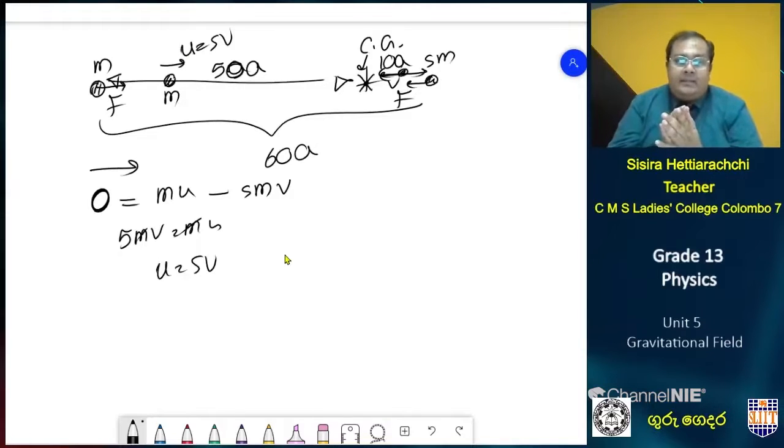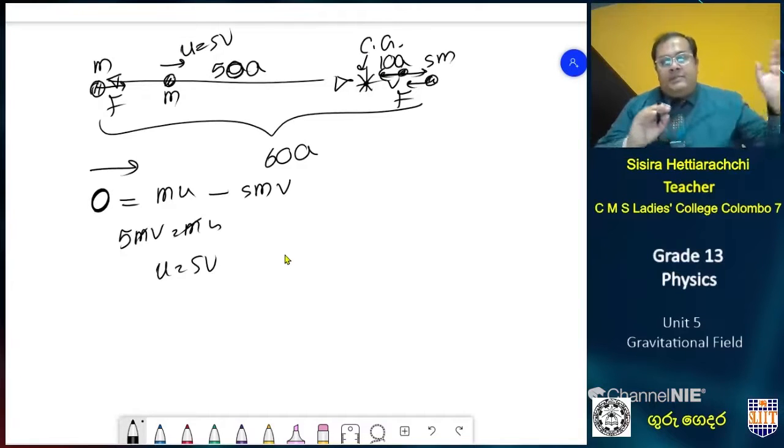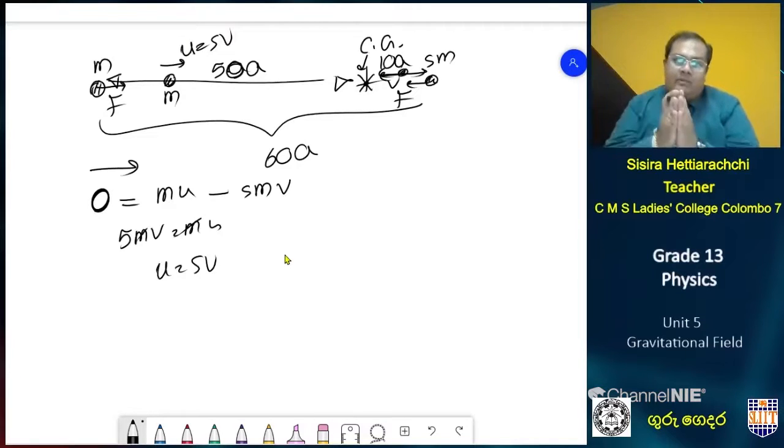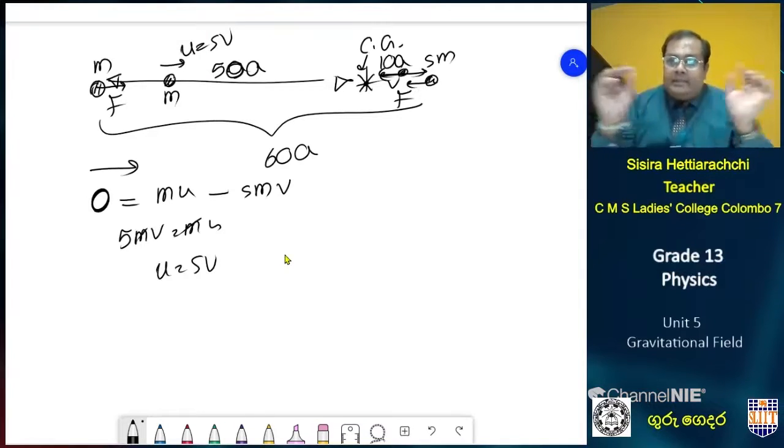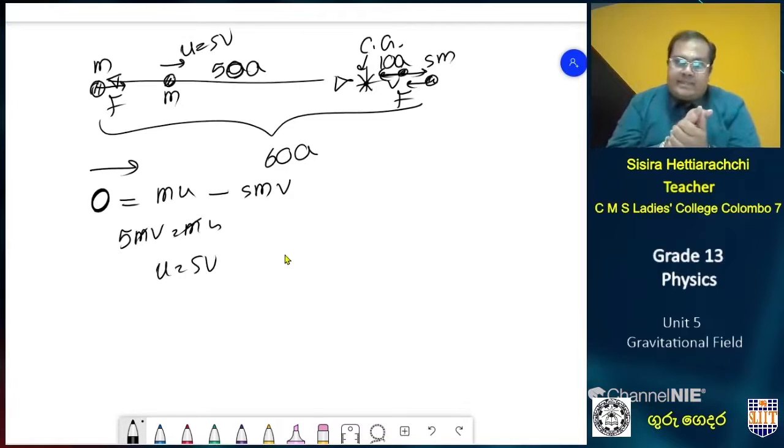Then again you can see they should collide at the center of gravity. Why? The small one travels 5 times always. We saw u equals 5v. Therefore, they should collide at the same point, because the small one should always travel 5 times and the big one 1 time. Then that ratio is 5:1 always. Then we have two methods.